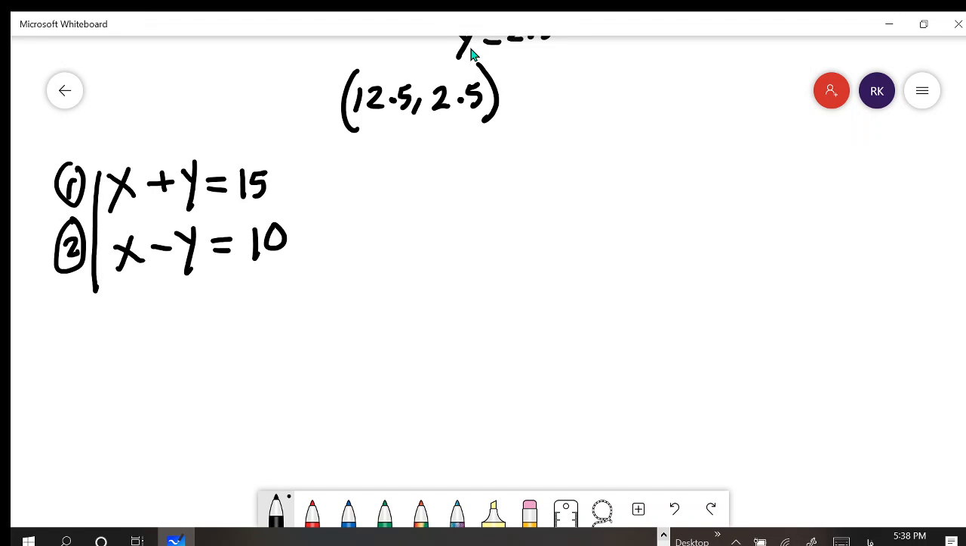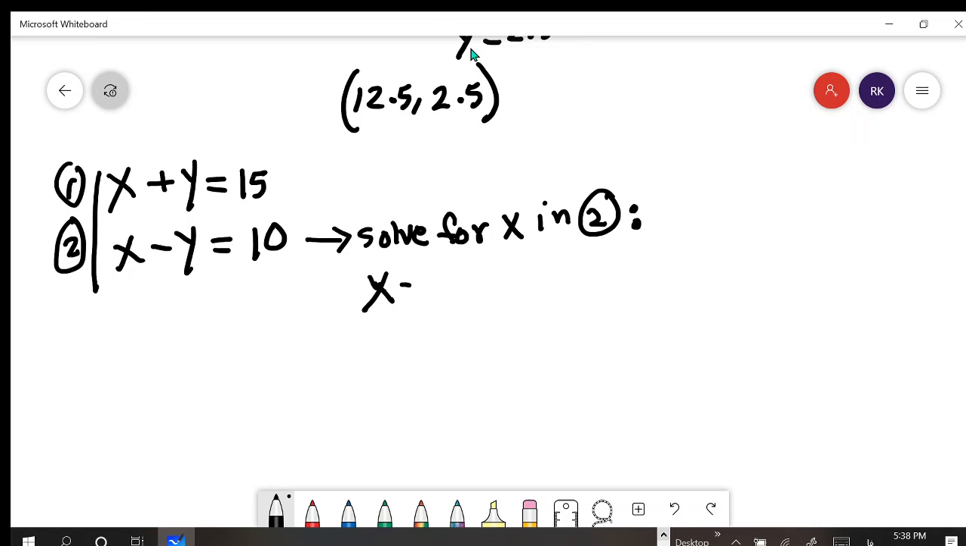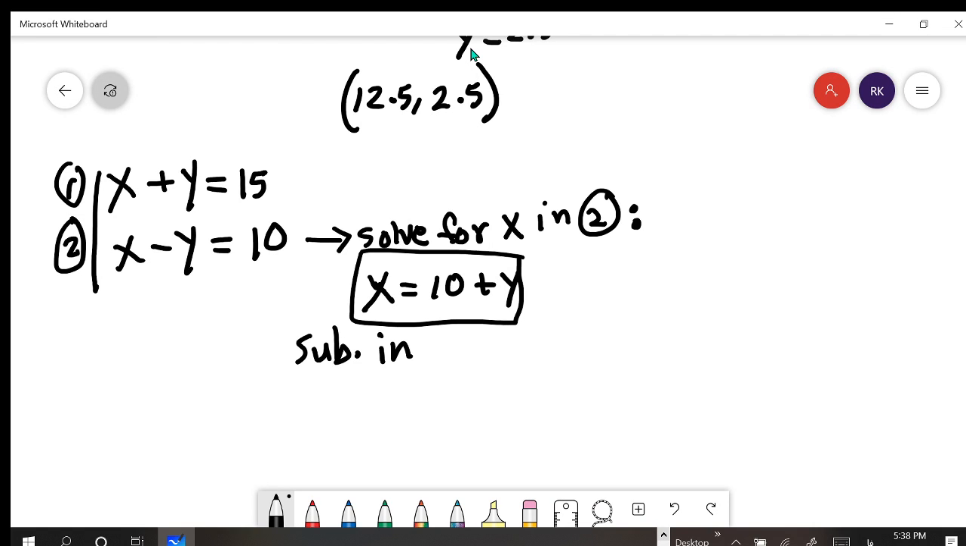Now, another way to solve this is to solve for one variable from one equation. For example, here, we can solve for x in equation 2. Now, what do we get? Solving for x, let's just move y to the other side. So x equals 10 plus y. And then we're going to take this and substitute in equation number 1.